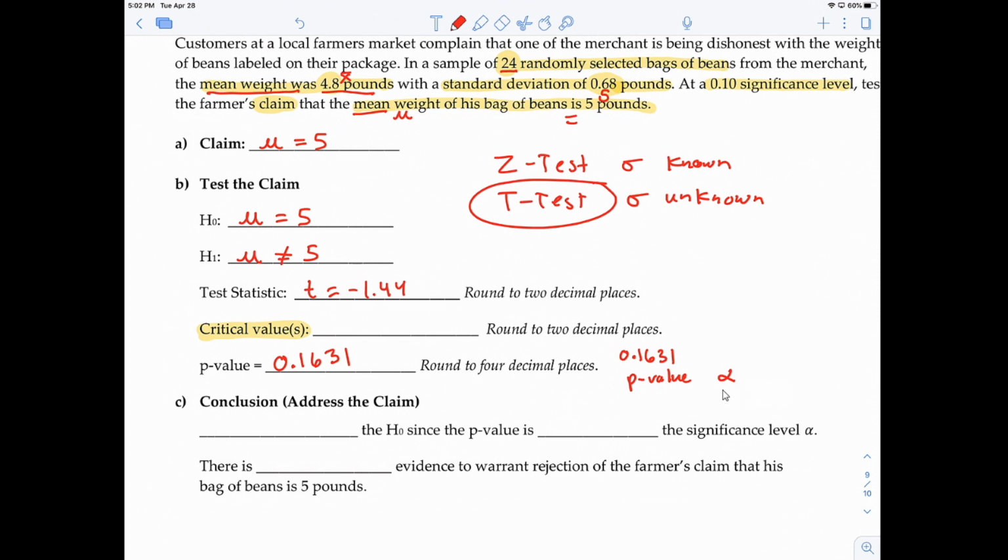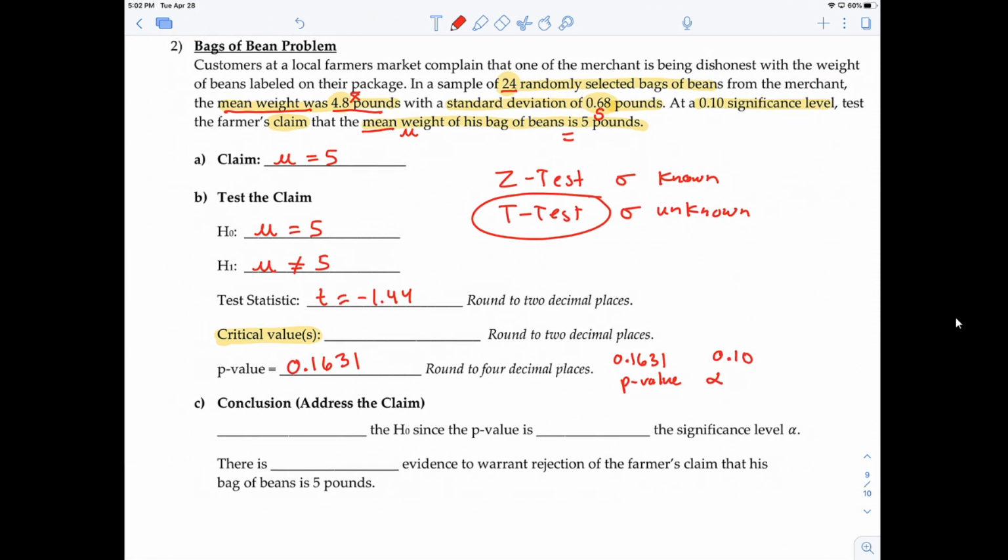Well, how low is low enough, right? So again, we have to compare to alpha. Alpha is sort of like our cutoff point. So this is not low enough because it's not lower than alpha. It's actually bigger than alpha. Alpha is our significance level. So we fail to reject. Because it's not low enough, we fail to reject.